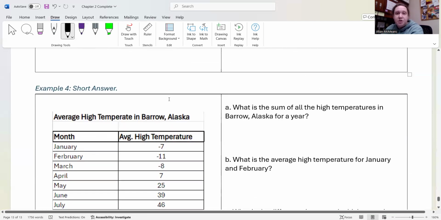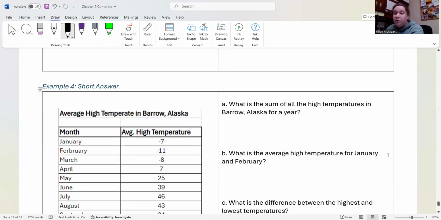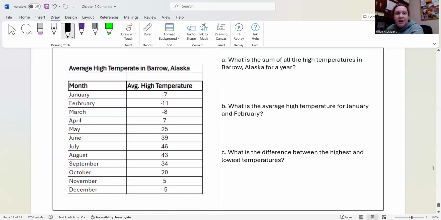Let's look at example 4. So example 4, I'm actually going to shrink my screen a little bit so it fits better. Example 4 just says short answer. So what's happening here in example 4 is we have this table of values. This table of values shows the average high temperature in Barrow, Alaska. So for each month, what was the highest temperature of that month?